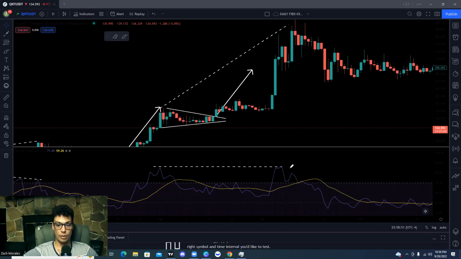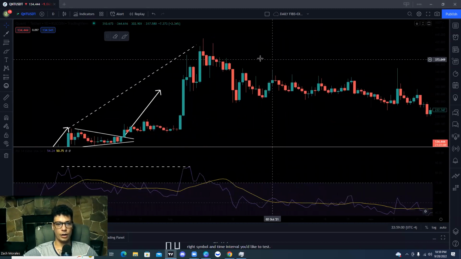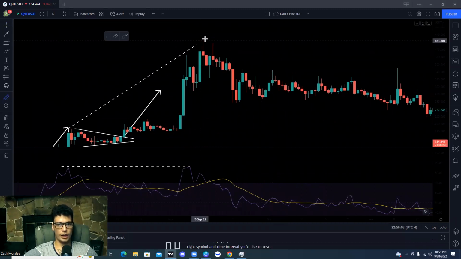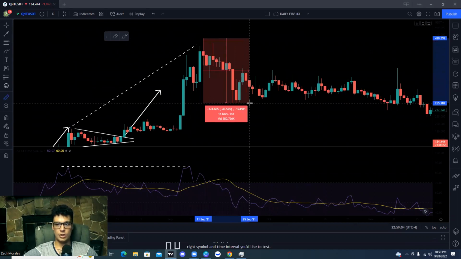So we have a double top on the RSI, but the price action is clearly making higher highs, right? So that was a nice bearish indicator. All right, and we'll go ahead and take a look, and from those highs, let's just call these the lows right here. That was a 40% drop.